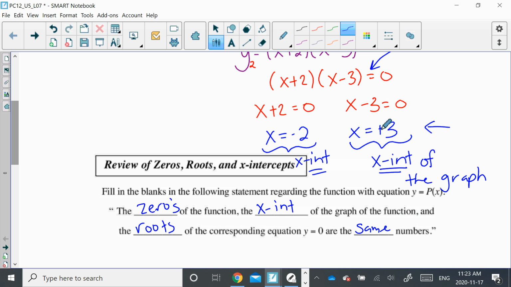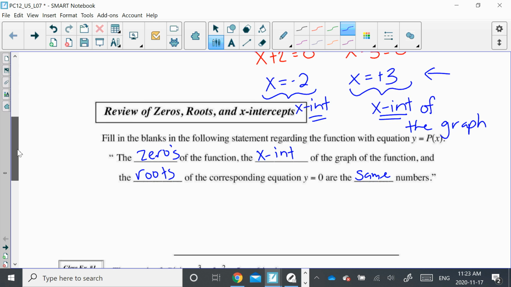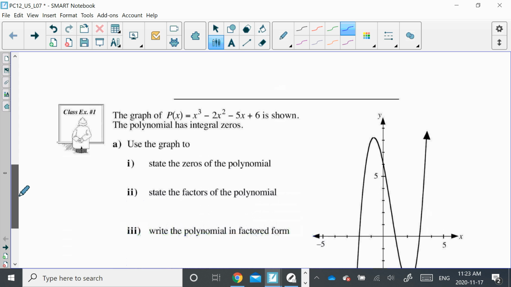So we will often use these interchangeably. X-intercepts are the same thing as zeros, but here's how we get the zeros. We have to equate our factors equal to 0. And then we will also call that the roots of the corresponding equation, which are going to be x is equal to -2 and x is equal to 3. Okay, let's go down to this first class example.